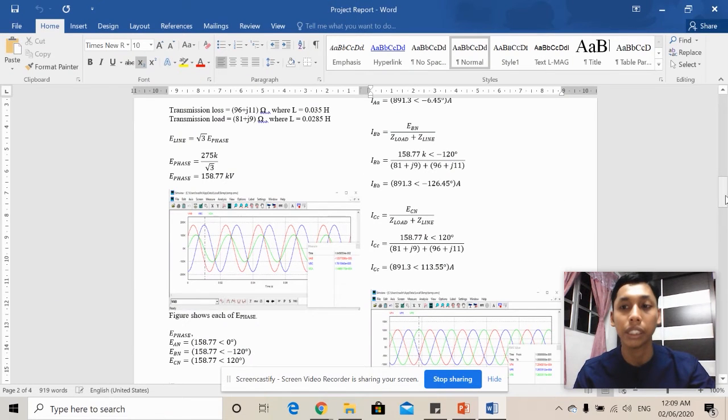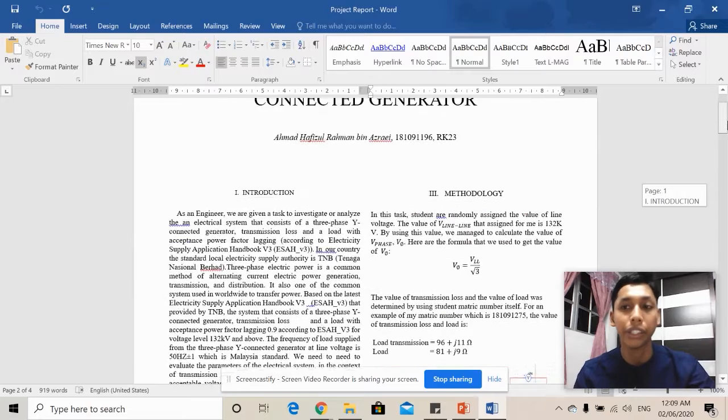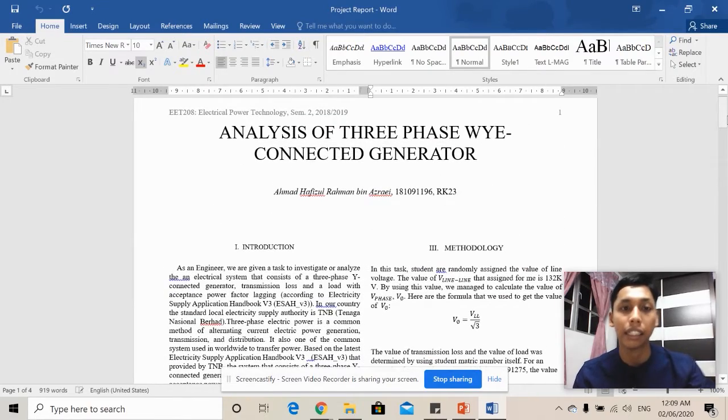So this is the report that I have done. You can see it, the analysis of three-phase Y connected generator. You can see there is my name, Ahmad Rahman bin Azraei, and my metric number 1810911196, and I am from RK23.